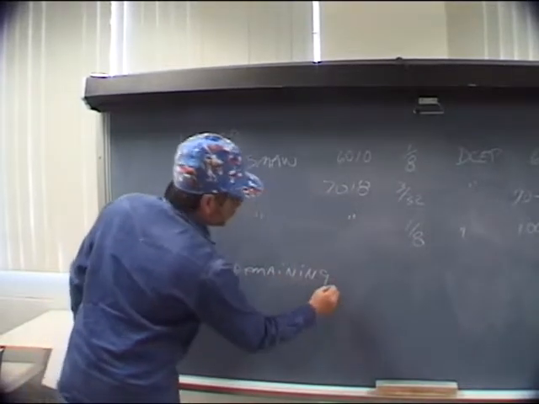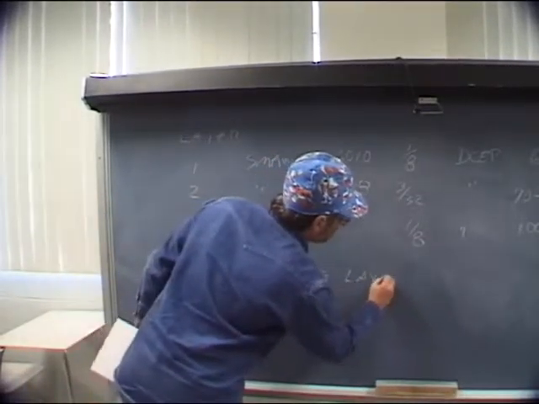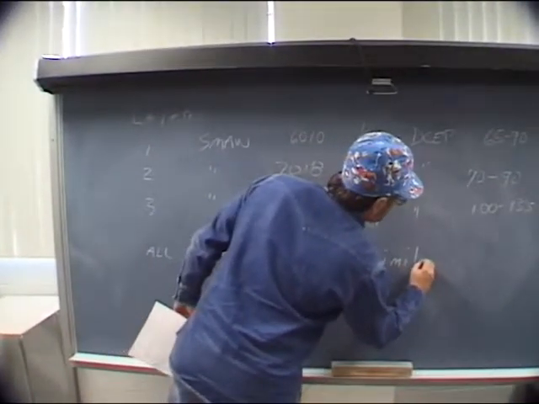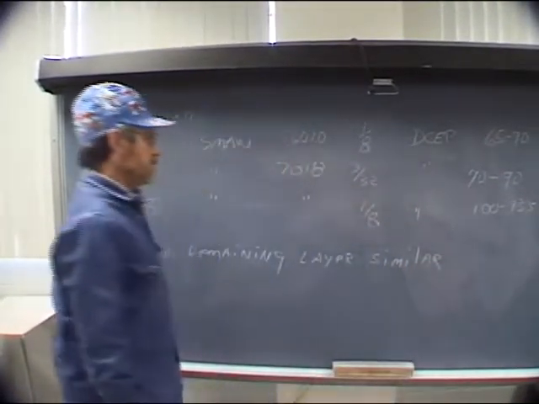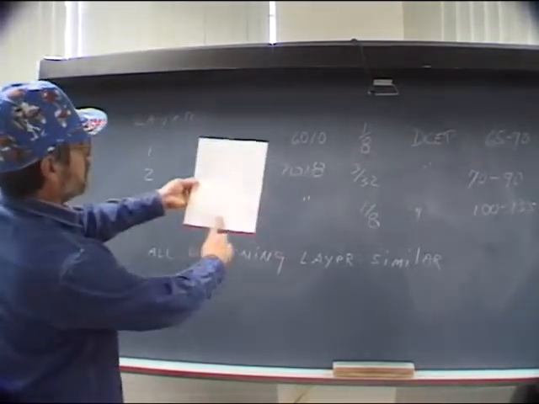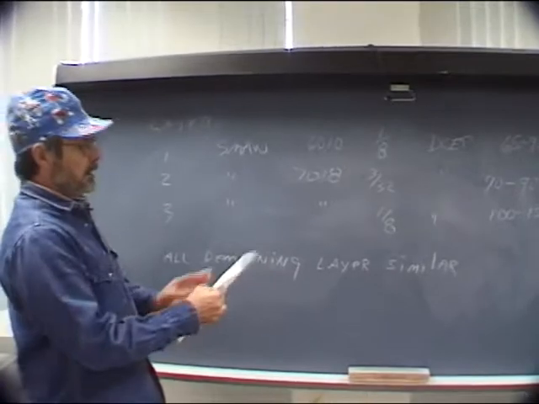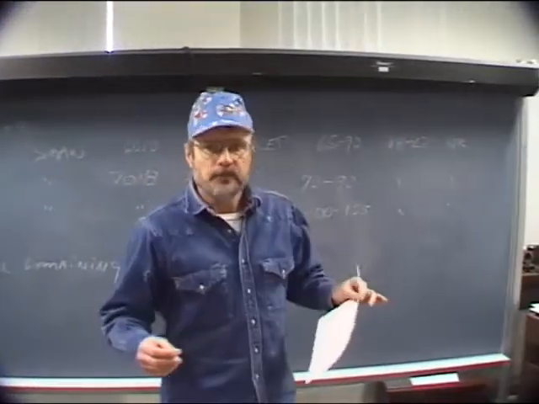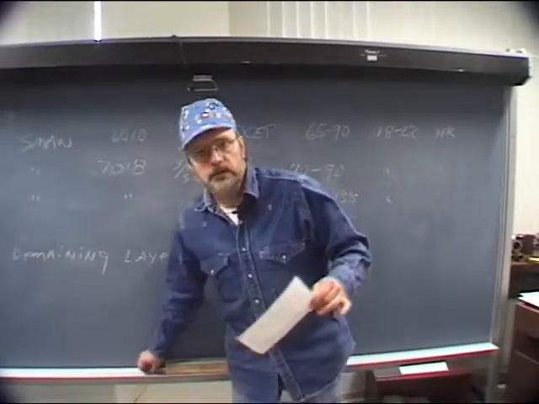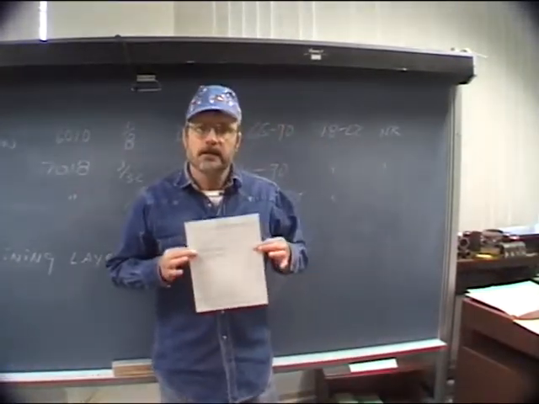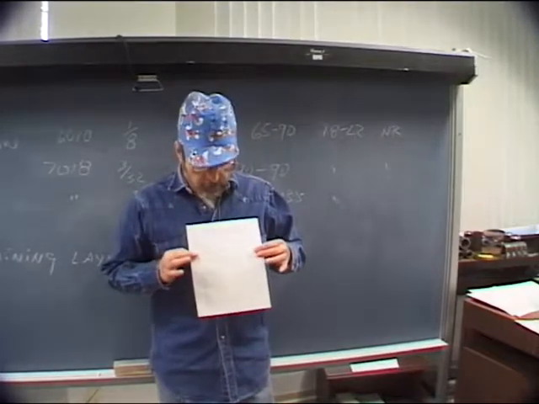All remaining layers similar. Like so. So you can write it out like that. And that would be this information here. And now this is a document that the production people, the people making the weld in the boiler or out on the floor, if they have any questions, they can turn to this, and it's a guide.